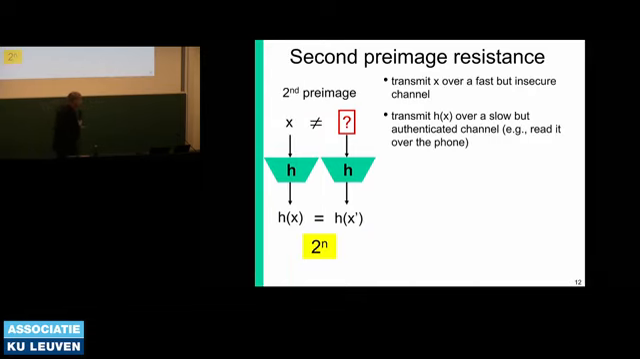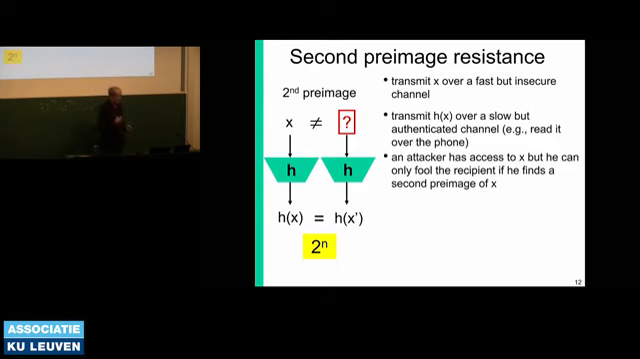So the second preimage, this is the story of the CFO. You transmit X over a fast but insecure channel, and fast was here magnetic tape in a car. This is still a very high, if you put per gigabyte on this tape, if you look at the speed, in fact, it's very high speed, especially for the 80s. You transmit the short version, the hash, over a short channel, maybe over the phone.